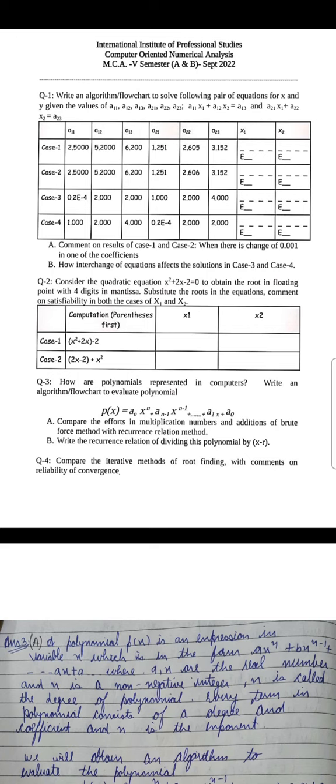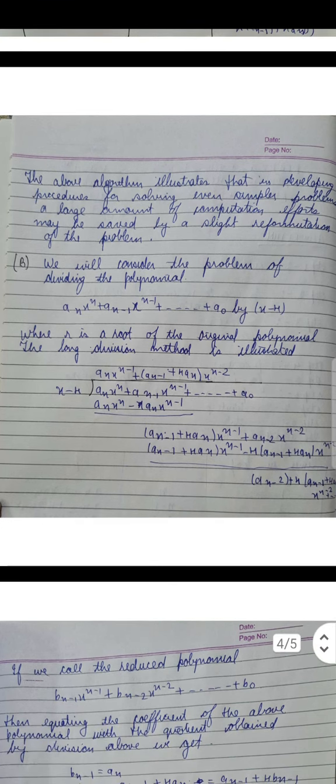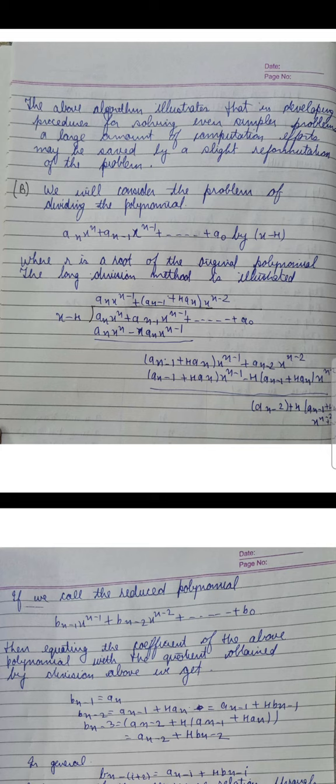Part B says: write the recurrence relation of dividing this polynomial by x minus r. We will consider the problem of dividing the polynomial where the equation is given, and we will be dividing it by x minus r, where r is a root of the original polynomial. The long division method is illustrated on the screen. As you can see, we get the quotient a_n x^(n-1) plus (a_(n-1) plus r a_n) x^(n-2).